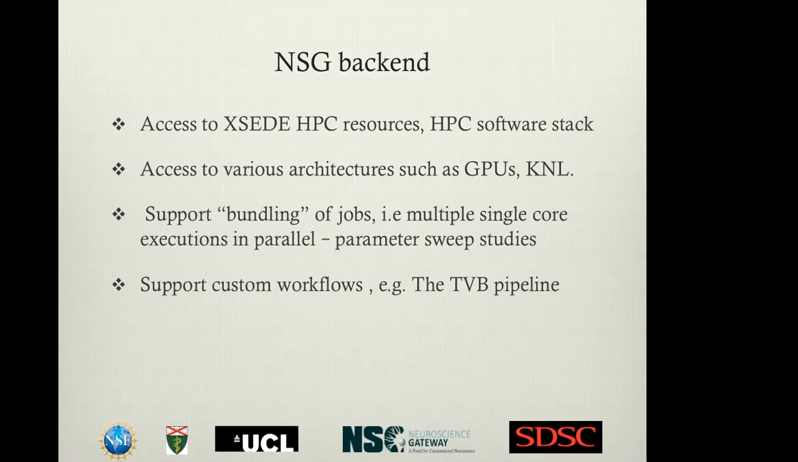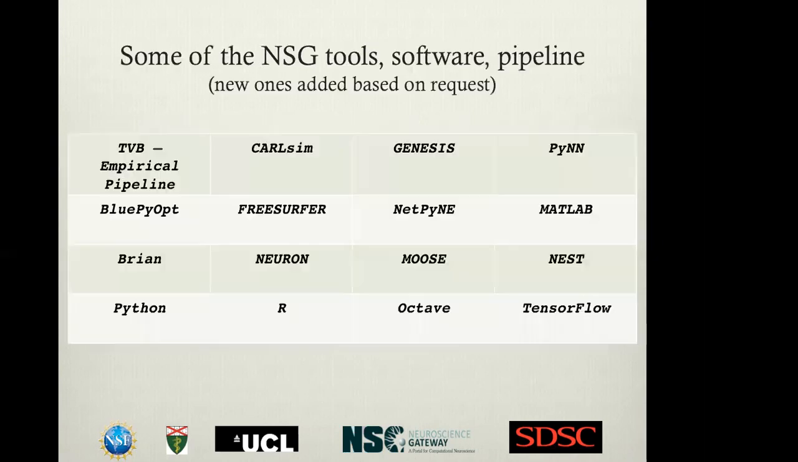And some of these resources also offer, for parameter sweep studies, the ability to bundle a lot of single core simulations and run them as a single job in parallel. Such abilities are possible on the backend resources. And we also support custom workflows. For example, there was a TVB pipeline developed by Petra Ritter's group. We support that, so we can also do such custom workflows.